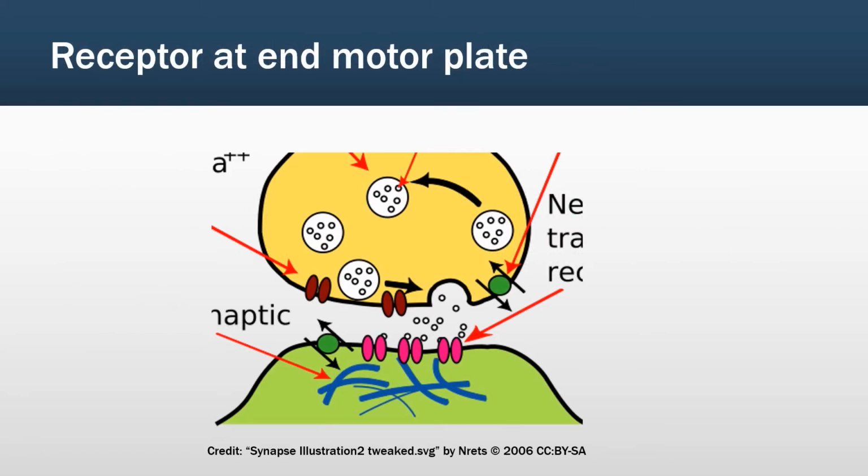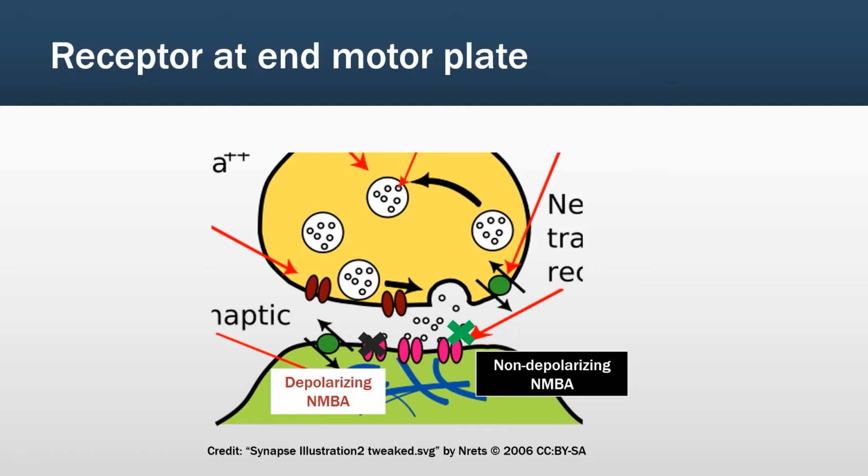This diagram looks at what is happening at the receptor on the end motor plate. When we administer a depolarizing medication such as succinylcholine, the receptor will be stimulated, but instead of then being quickly degraded by acetylcholine esterase, the drug will stay attached to the receptor, preventing further stimulation and causing paralysis. In contrast, when a non-depolarizing medication such as cisatracurium is given, it competes with acetylcholine for access to the receptor. But when it attaches to the receptor, there is no stimulation. In order to cause paralysis, it must block acetylcholine for more than 70% of the receptors.